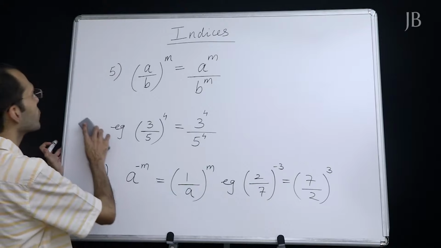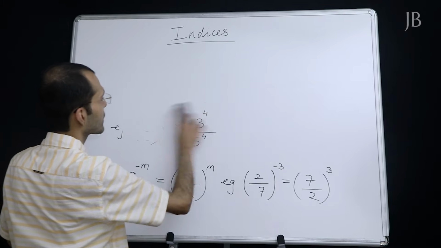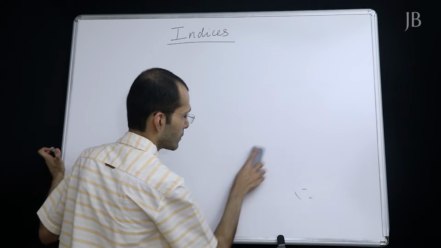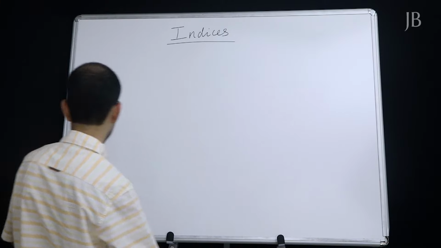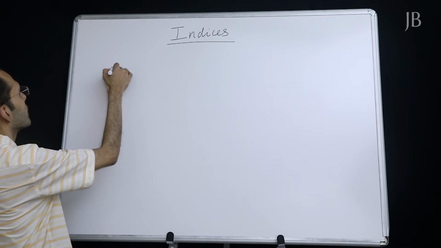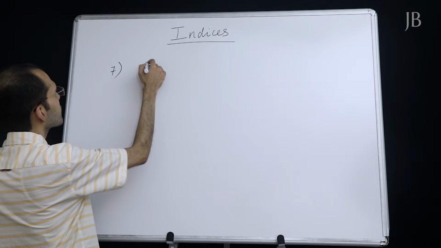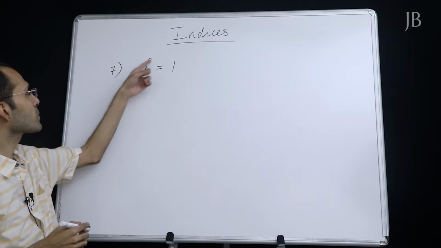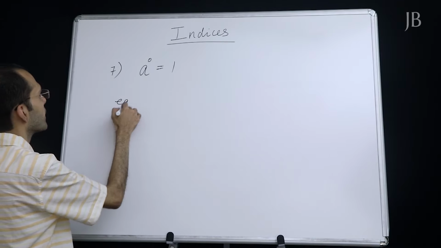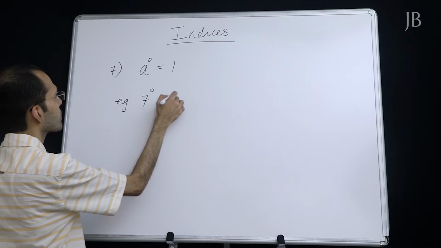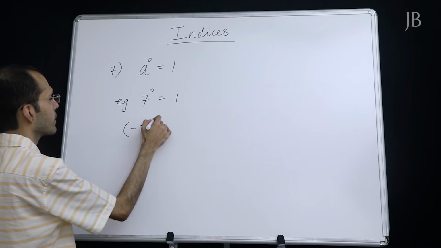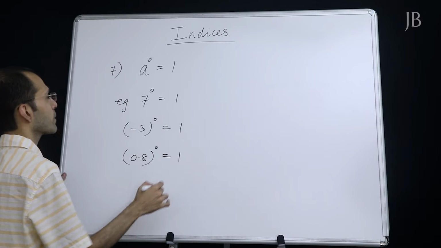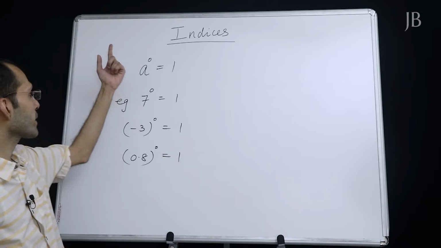Okay. Few more before we come to problems. A raised to 0 is 1. Example, 7 raised to 0 is 1, minus 3 raised to 0 is 1, 0.8 raised to 0 is 1, and so on, but not 0 raised to 0.